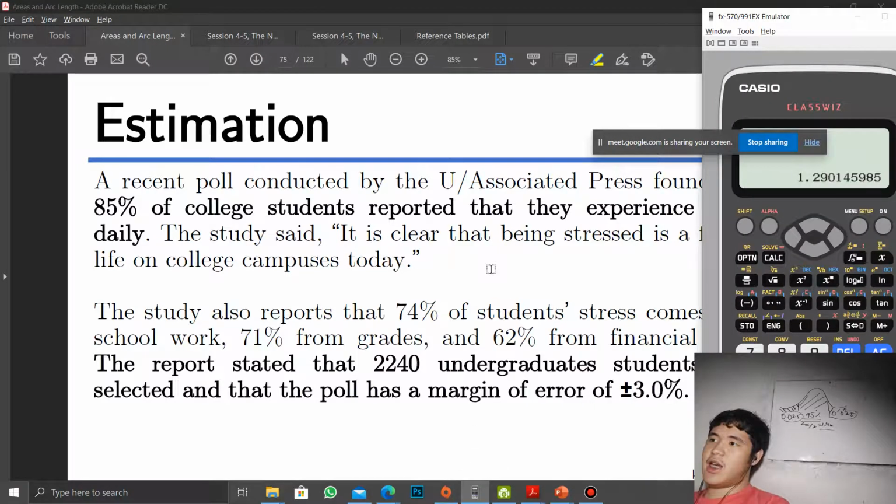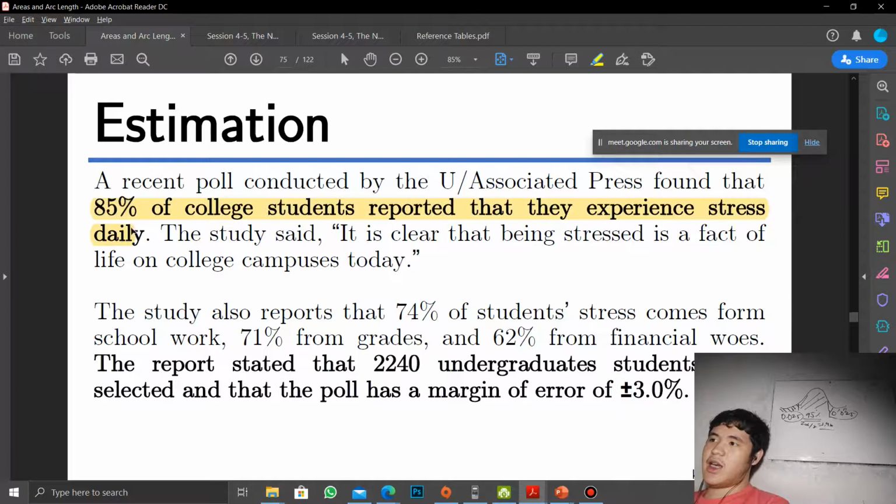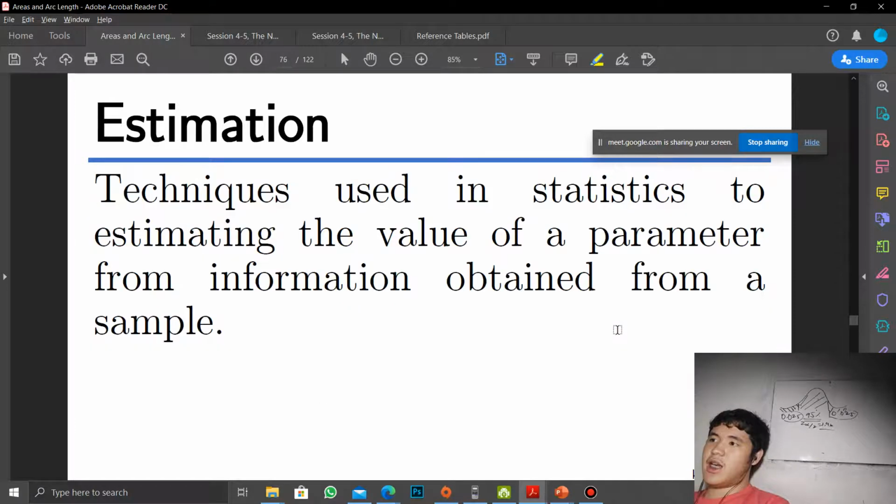Let's go back. Estimation, ayan, basta percentage. Ayan, may mga margin of error. Kasi sa statistics, nothing's really fixed, di ba? Estimation can be done to estimate, to give a probable number. Kaya may error. It's prone to error kasi it's just an estimate. It's not the final thing. So, estimation is a technique used in statistics to estimate the value of the parameter or the data value of the population obtained from a sample.